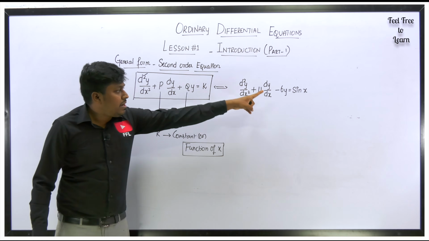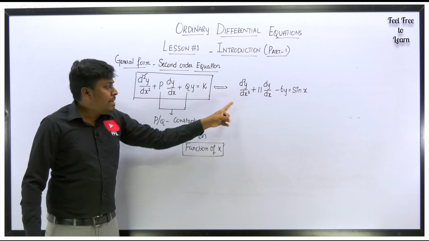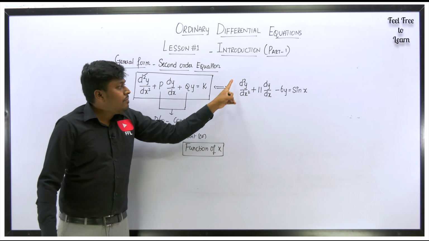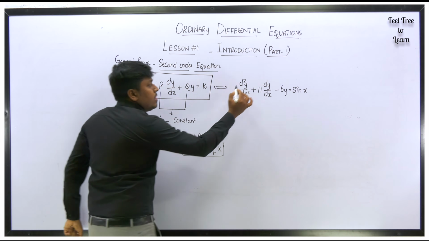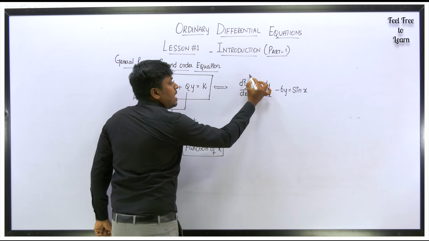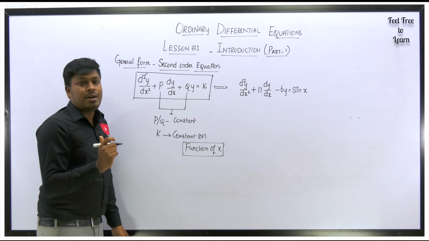This is one of the questions I have taken from this topic. By seeing this question, you can decide which order equation it is. Which order is it? Second order. Why? Because you can see that the equation starts with a square. So you can say it's a second order equation.